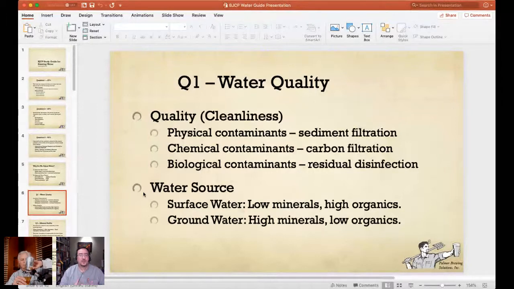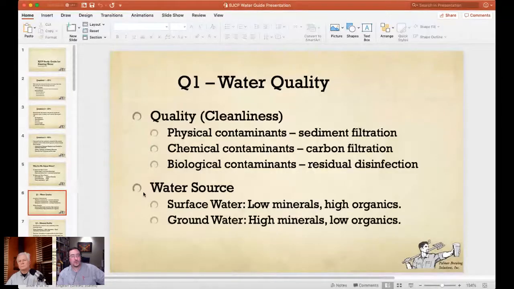And each of these are dealt with in similar ways. Filtration is always the first step. Use sediment filtration to get rid of any silt and excess silicates. Use carbon filtration to neutralize chemical contaminants. And then you use residual disinfection, such as chlorine and chloramine, to get rid of biological contaminants in the water. So your water quality is your first characteristic.